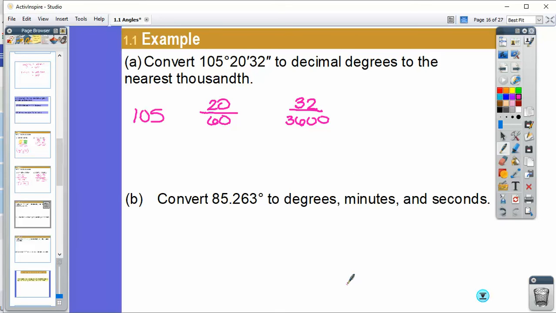So what you're going to do, you don't touch the degree. Minutes divided by 60, seconds divided by 3,600. We're just going to add all that together so you can put it all in your calculator.